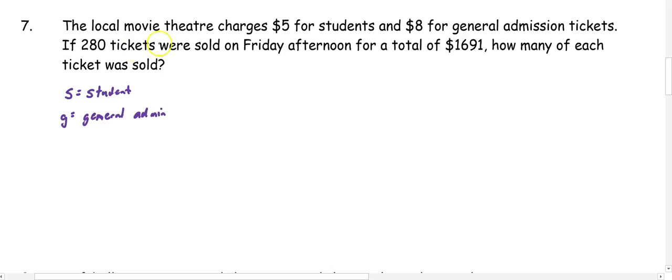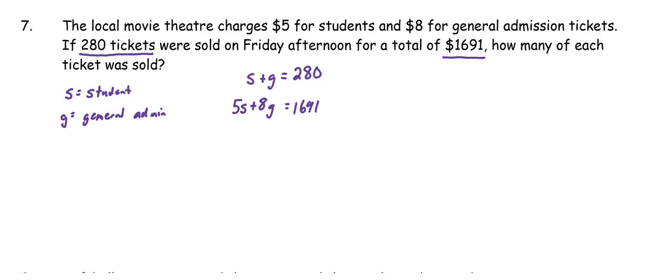Now, there's two totals they gave us, how many tickets we have and the total money. So to get the total number of tickets, we're just going to add the people together. So S plus G equals 280. And then we're going to do the same thing with money to get 1,691. So there's $5 per student, so 5S plus $8 for general admission, 8G equals 1,691.